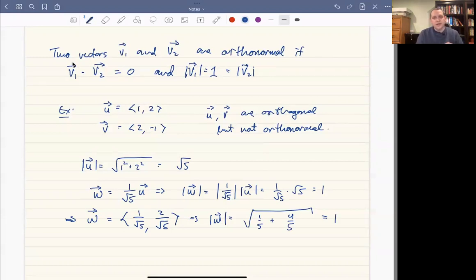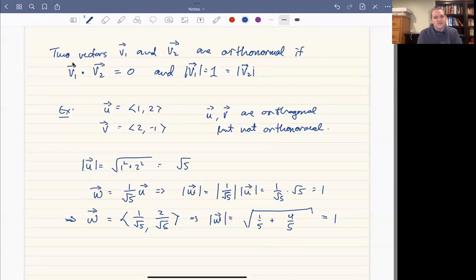So normalizing a vector means changing it so that it's got unit length. You can normalize any vector that you want, except for the 0 vector. It's the only vector with 0 length, so you can't normalize that. But any other vector, if it's got a length, you can change it so that its length is 1 just by dilating it. And so this is what's called normalizing.